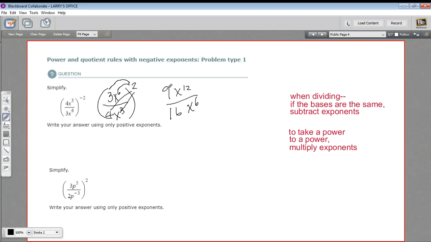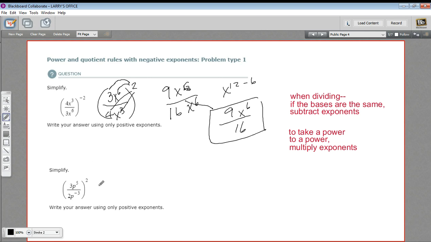So we have, well, 9 divided by 16. We can't really do anything more with that. But we have x to the 12th divided by x to the 6th. So this part is x to the 12 minus 6 power. When you divide, you subtract the exponents. So this can go away, leaving just x to the 6th up here. So if I rewrite that, I'd have 9x to the 6th over 16. And I think that's about as simple as you can make that one.